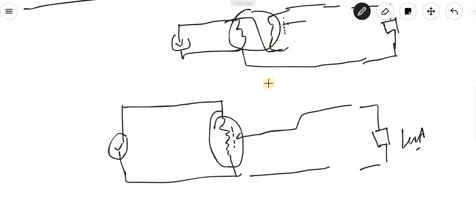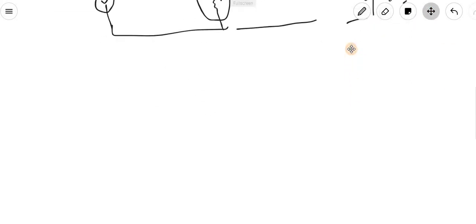Because the inductive element is not purely inductive, there should be a small resistive element also. So if this is the configuration of a single-phase autotransformer, like the potentiometer, then what would be the three-phase autotransformer configuration? For single phase, this is the coil and we can consider this a variable point, and this will be the load.